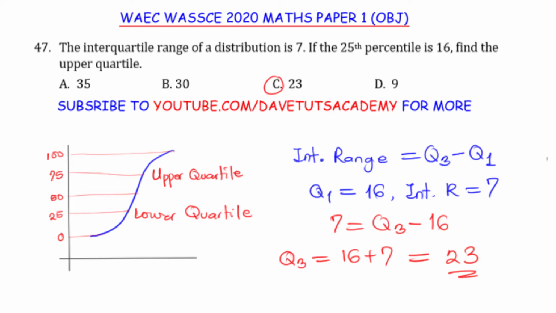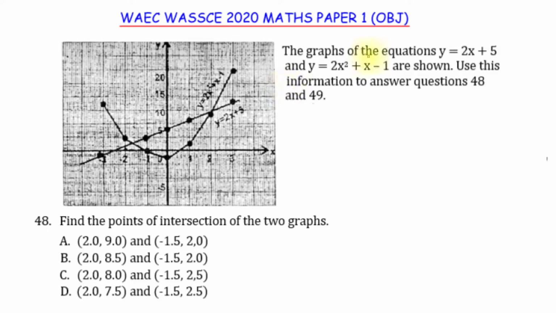All right. Here in this question, we're told that the graphs of the equations y is equal to 2x plus 5 and y is equal to 2x squared plus x minus 1 are shown. So this straight line, the linear graph, is the one corresponding to y is equal to 2x plus 5, and this curve is the one corresponding to y is equal to 2x squared plus x minus 1. We are to use this information to answer questions 48 and 49, and here in question 48 we are told to find the point of intersection of the two graphs.